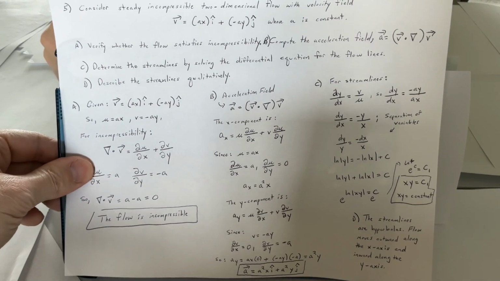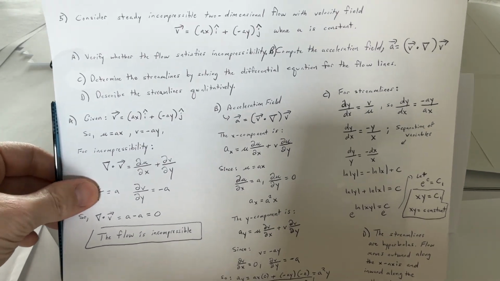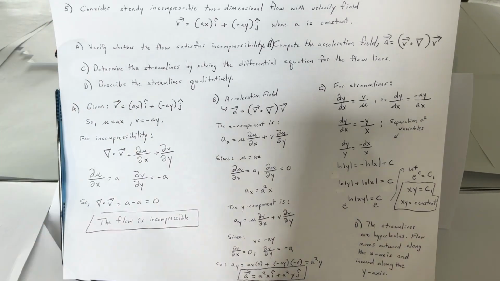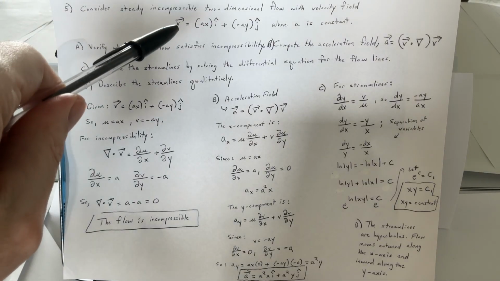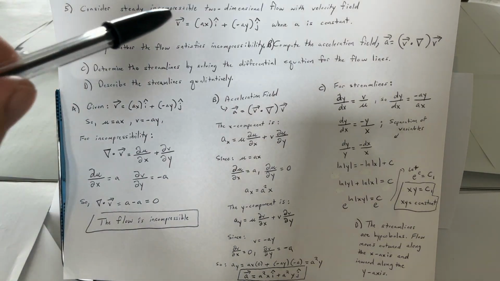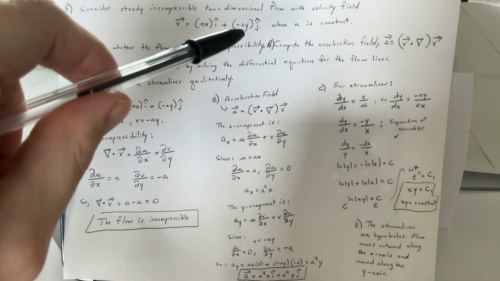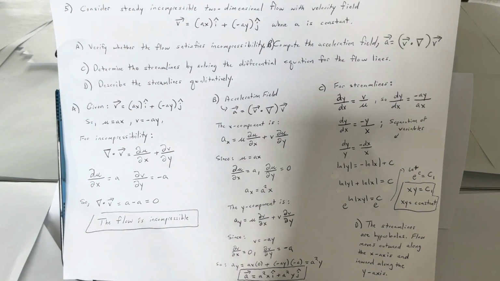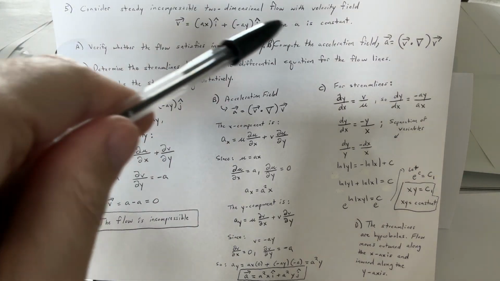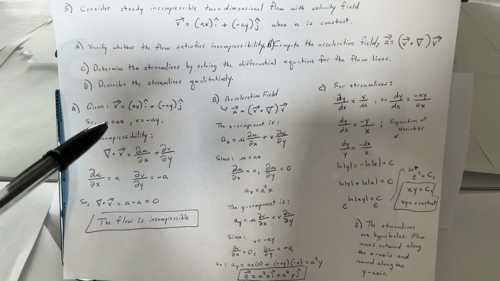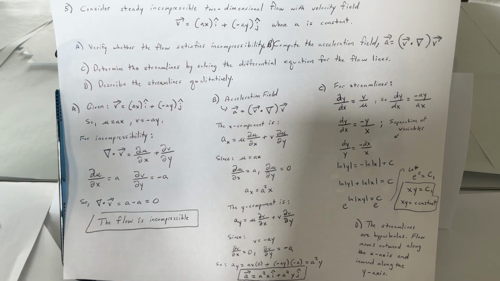And you're given here, your vector v is a times x i hat plus negative a y j hat, where a is constant. For letter A, verify whether the flow satisfies incompressibility. So let's see here, letter A, we're given that vector, right? So we're going to designate u as ax, v as negative ay.